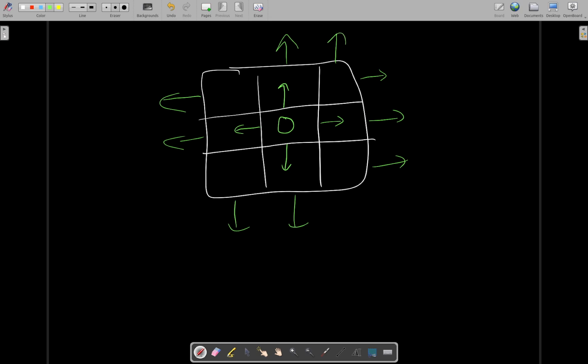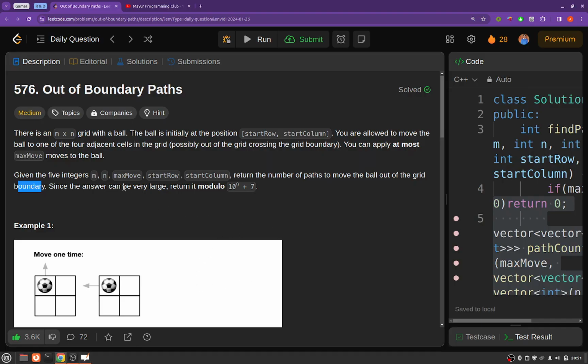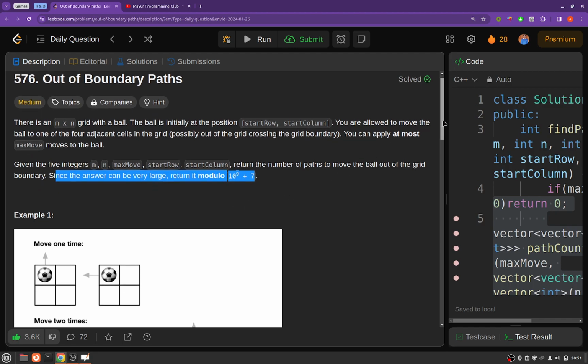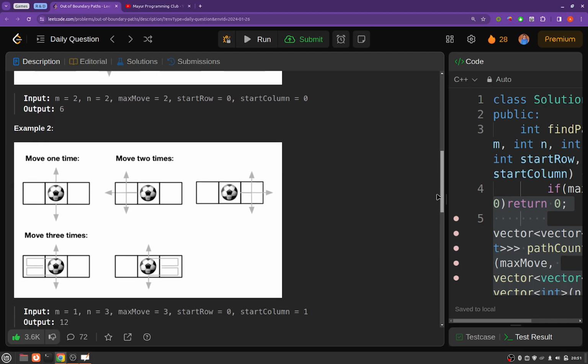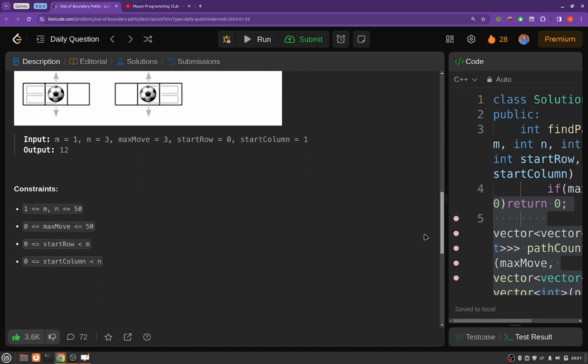To move the ball out of the boundary of the grid by using at most max moves, the number of moves. Since the answer can be very large, we are told to use the modulo. So modular arithmetic should be used while adding the contributions of each path.